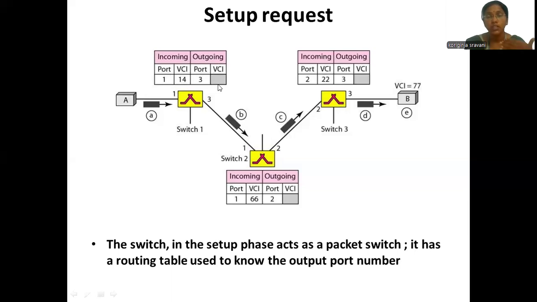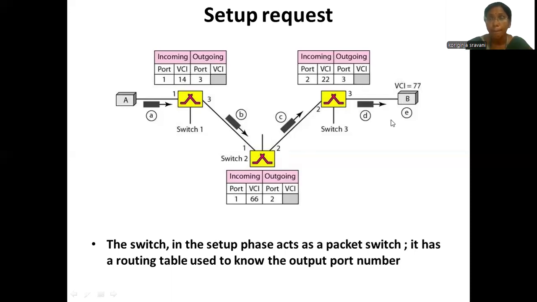So before sending data, we will create a path. In that path, we send a request to the destination. This request doesn't know the VCI of a particular switch, so we send it blindly to the switch. Switch 2 will accept this and send it to the next switch to reach the destination.